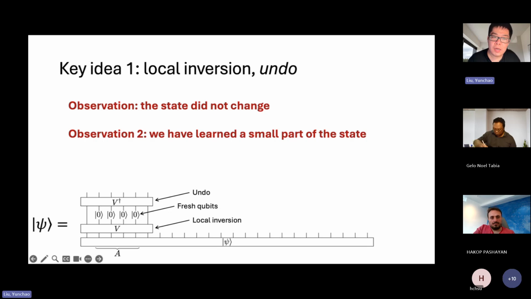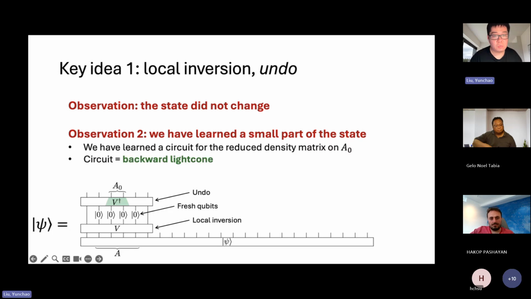Now we can also make a new observation, which is that we could argue that we have learned a small part of the state. Let's focus on a very small subset, A0, within A. If you look at A0, we can argue that we have learned a circuit for the reduced density matrix on A0. If we want to prepare the reduced density matrix on A0, we just need to use the green circuit, which we call the backward light cone of A0. We start from fresh qubits in the 0 state, apply the small green circuit, and trace out some qubits outside A0, and then we have the reduced density matrix on A0.